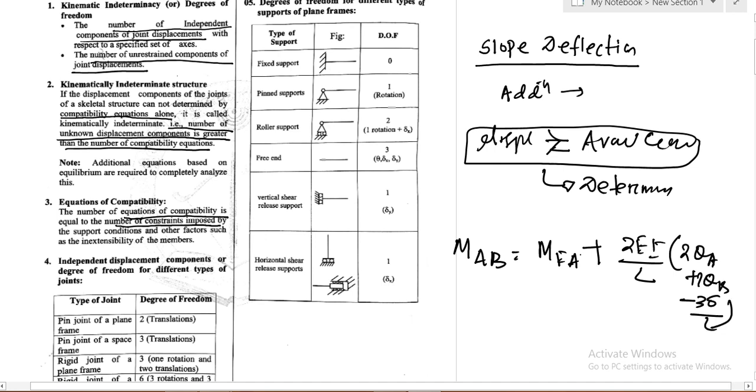Here theta A and theta B are called angular displacements, and delta is called the linear displacement. This is called a compatibility equation to find out the number of degrees of freedom in a particular structure. So how many compatibility equations we can establish depends upon how many additional degrees of freedom actually exist in a particular structure.